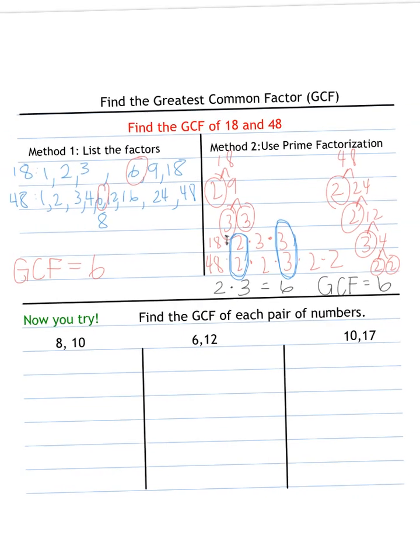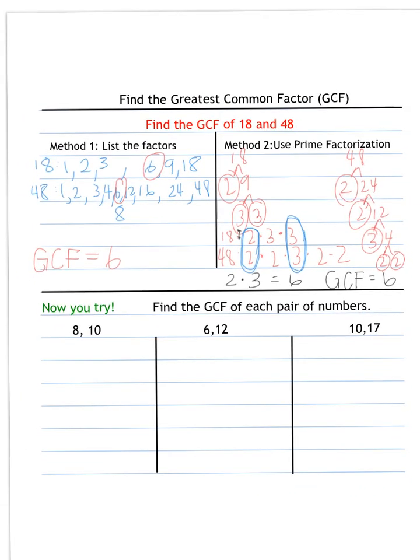So if you look, whichever way we do it, whether it's listing the factors or using prime factorization, either way we will get the same answer. Okay, we have a couple example problems for you to try down here. Pause and then continue watching to see if you've got it correct.